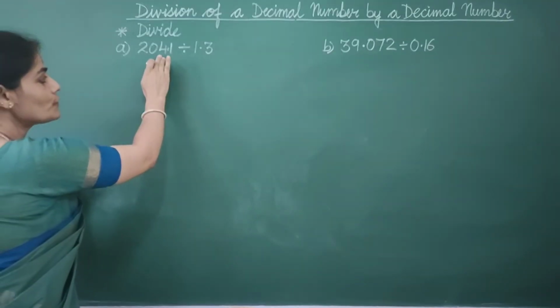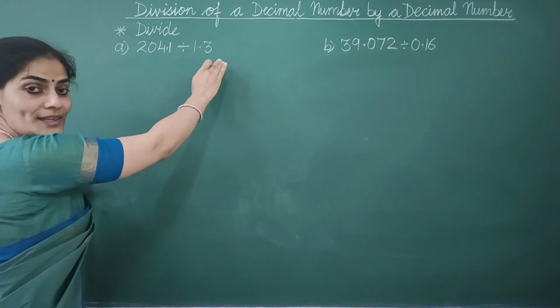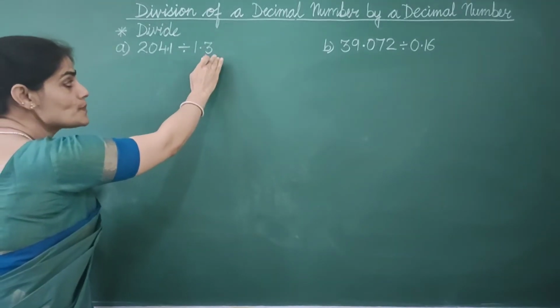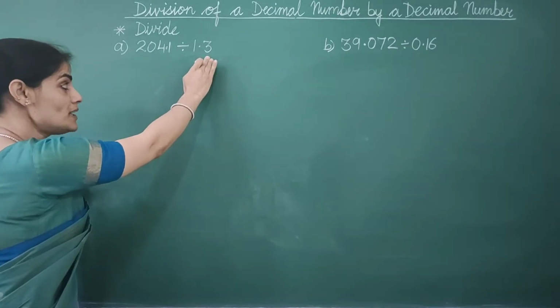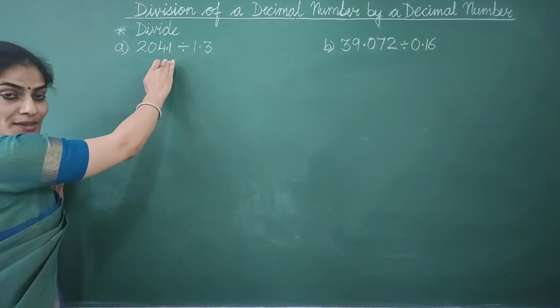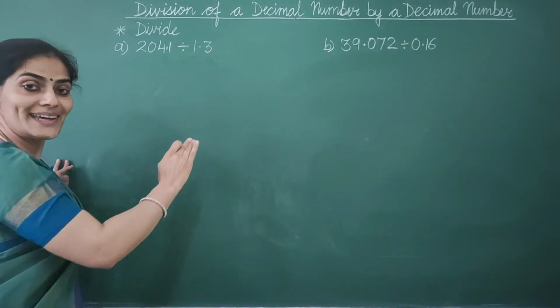Here 204.1 is to be divided by 1.3. Now what do you observe? This divisor has got one decimal place. That means we are going to multiply the dividend as well as the divisor by 10.